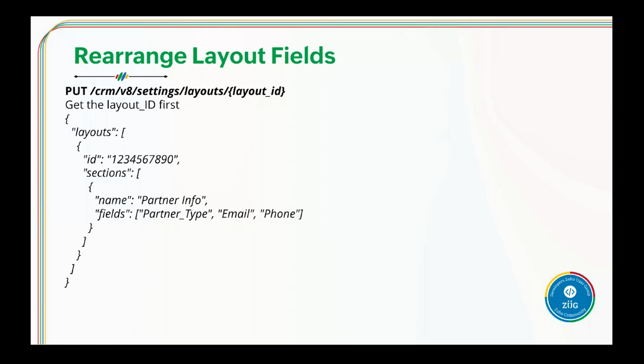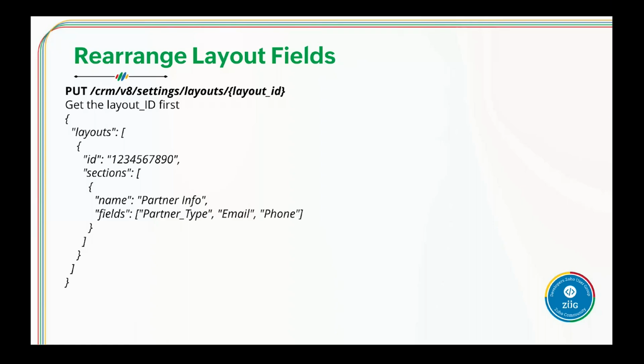Now, just a quick note on this one. Standard layouts cannot be modified through the API. But if you're working with custom layouts, you can customize how the fields appear. You can create new sections, new fields, update existing sections and fields, delete sections, etc., all using APIs. That means that your CRM stays clean and intuitive as your business grows.